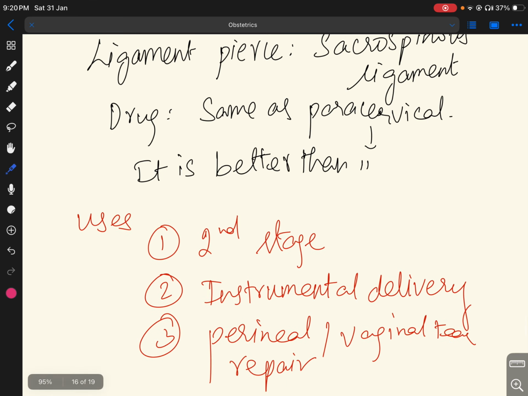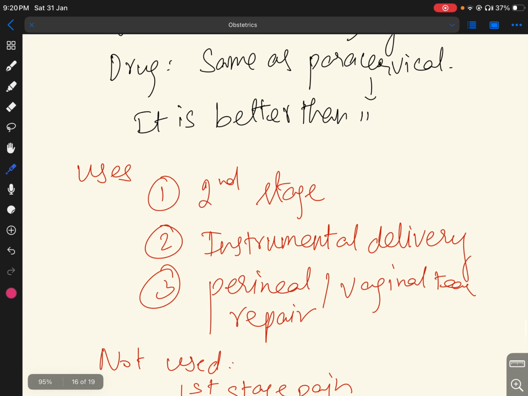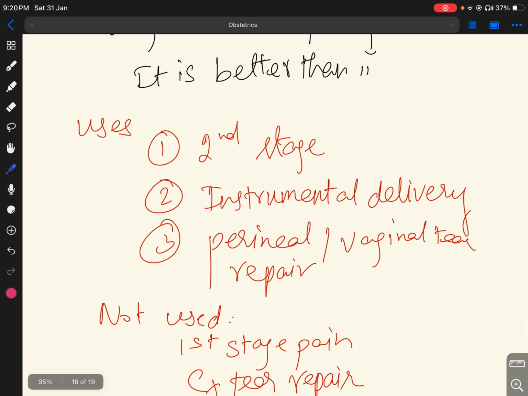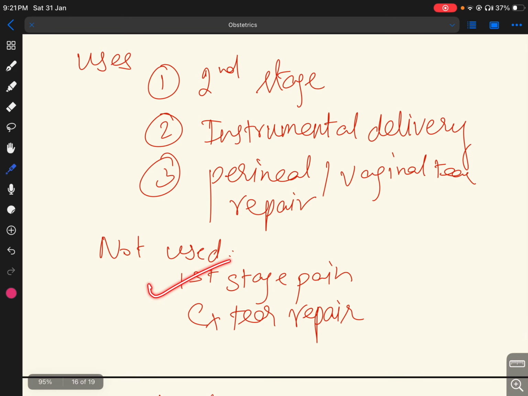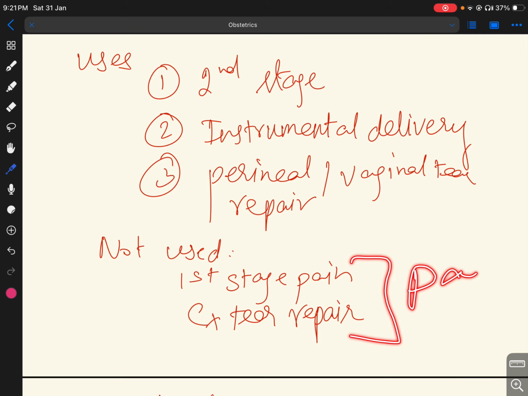It is better than paracervical. Why is it better? Because it can be used in the second stage of labor, and it can be used in instrumental delivery and perineal and vaginal tear repair. It is not used in the first stage of labor and cervical tear repair. Paracervical block is used here.